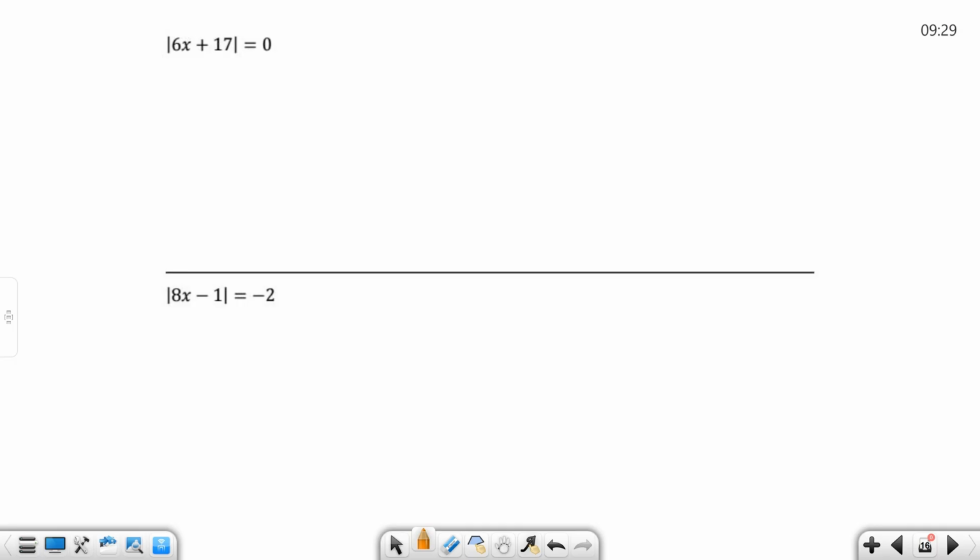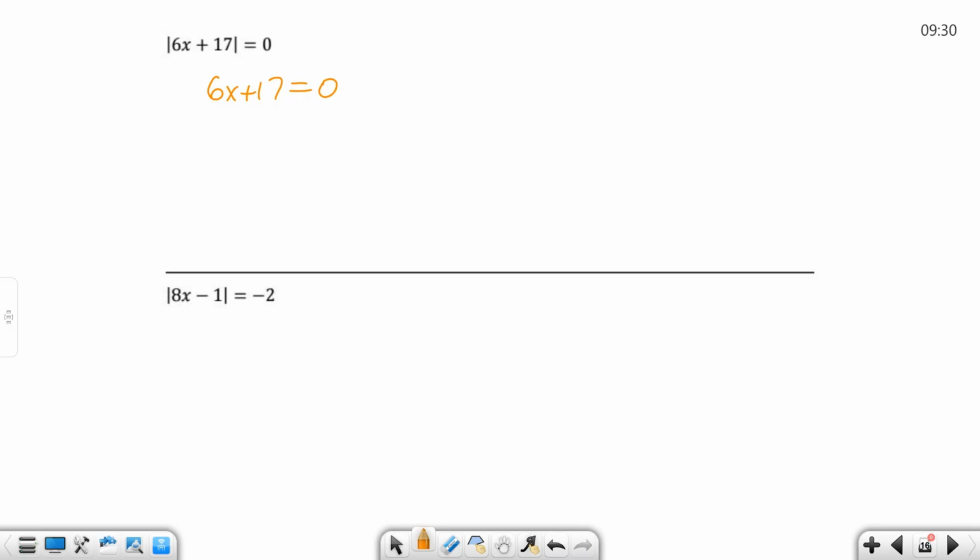All right, so let's see what we have next. Here we have the absolute value of 6x plus 17 equals 0. So it's equal to 0. That means we have how many equations? 1, because if we put equals -0, 0 and -0 are the same thing.